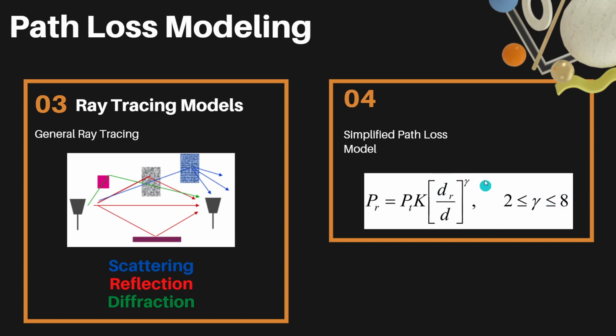From here, d_r is the receiver location, and d_0 is the reference point to the receiver's location, while P_r is the received power and P_t is the transmitted power.